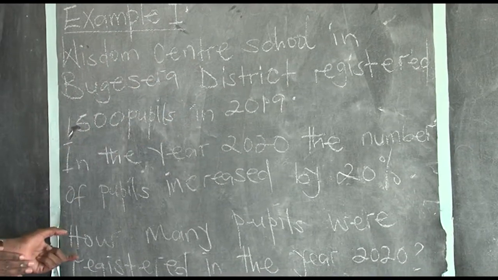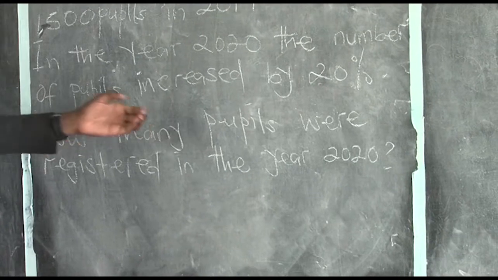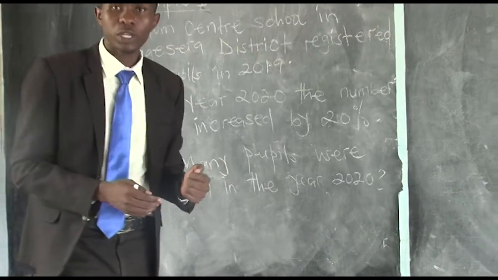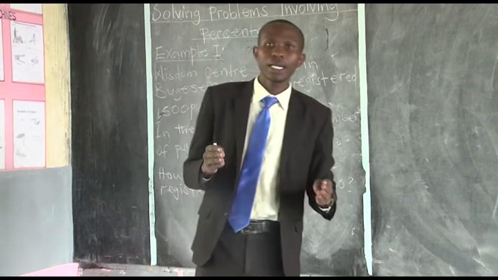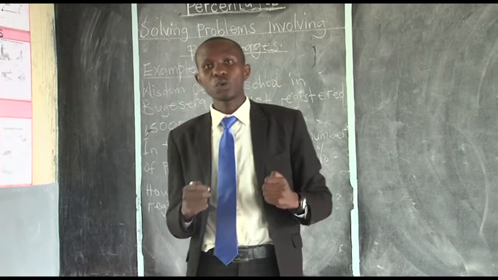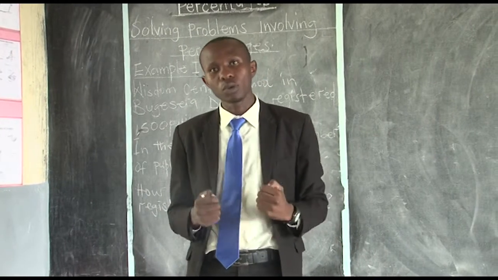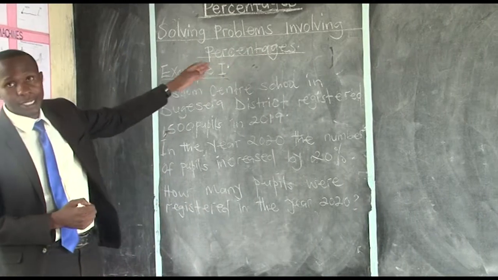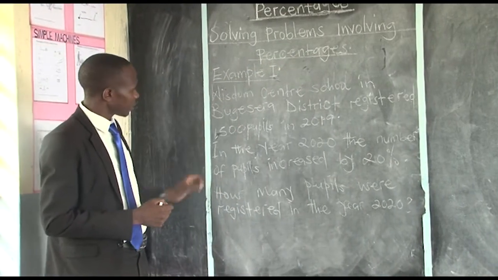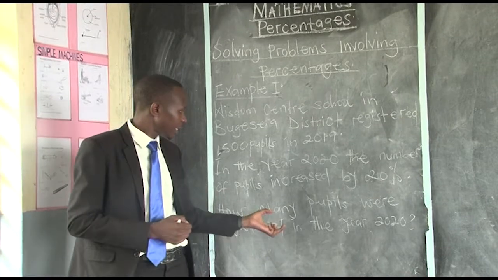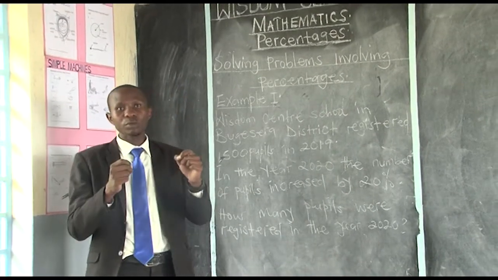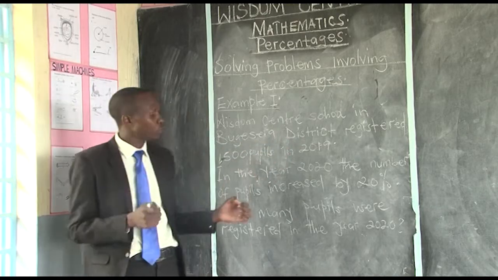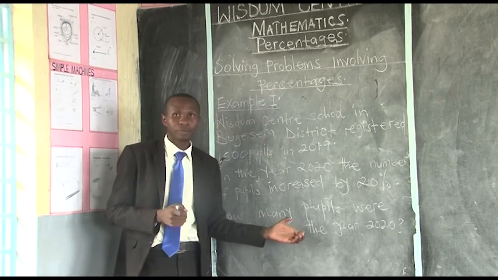So question number one, they are saying, how many pupils were registered in the year 2020? They want us to analyze the question and see what it really wants us to do. That's what they mean by problems involving percentages. So they have asked us to find the number of pupils that Wisdom Center School in Vichesela District is having in 2020.